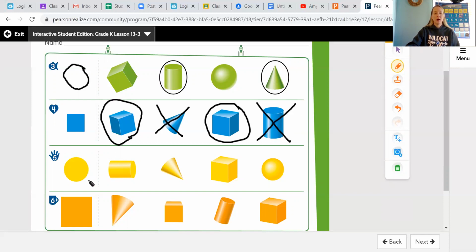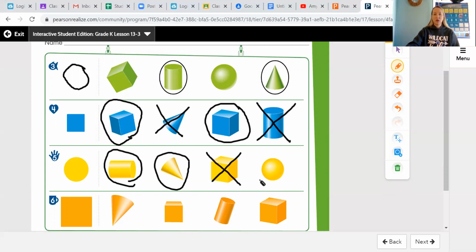All right, come down here to number 5. Number 5, we see the flat shape of a circle. Which solid figures have a circle as a flat surface? What about the cylinder? Does this have a circle for a flat surface? Sure does, so go ahead and circle that. What about this cone? What shape is on the bottom of the cone? If you were to look at the bottom, you would see a circle. Go ahead and circle it. What about this cube? Do you see a circle anywhere on this cube as a flat surface? Nope, we only see squares. We're going to cross that out.